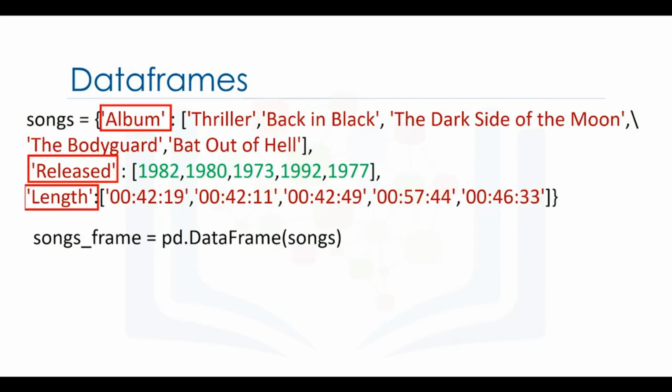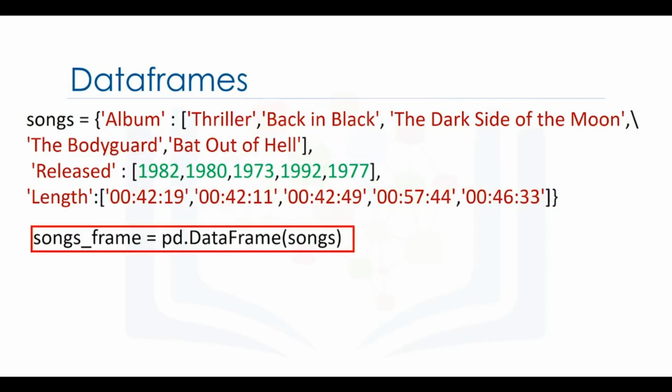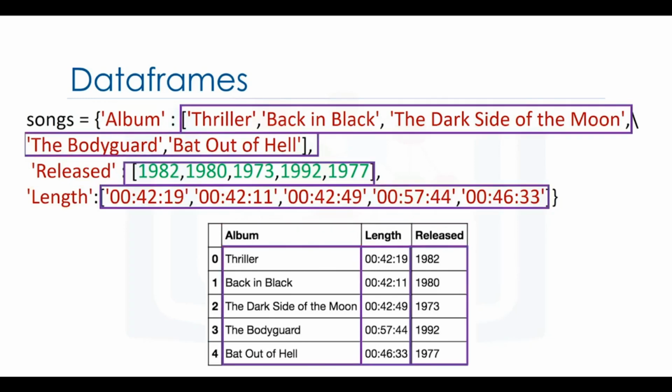The keys correspond to the column labels. The values are lists corresponding to the rows. We then cast the dictionary to a data frame using the function DataFrame. We can see the direct correspondence between the table. The keys correspond to the table headers. The values are lists corresponding to the rows.